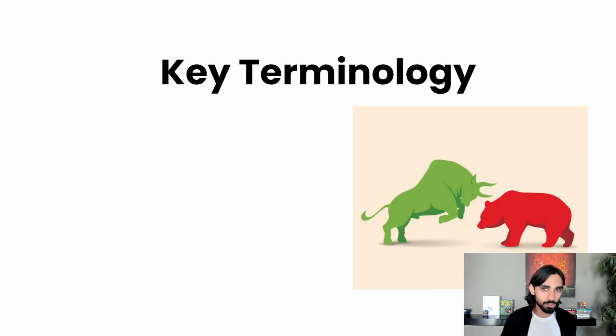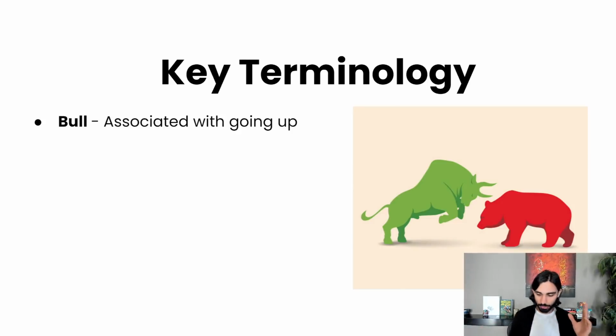Key terminology that you need to understand going into this course. We're going to set a baseline and you'll pick up more and more throughout. Bull. You need to know what a bull is because I'm going to use the word bull and bullish a lot. A bull is associated with going up. It's the price going up. Anytime you hear the word bull, think going up.